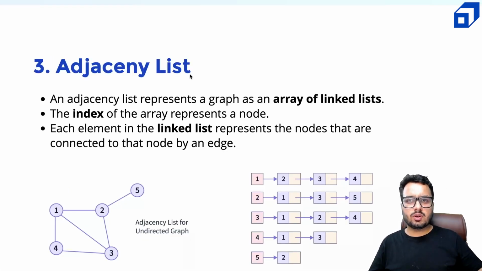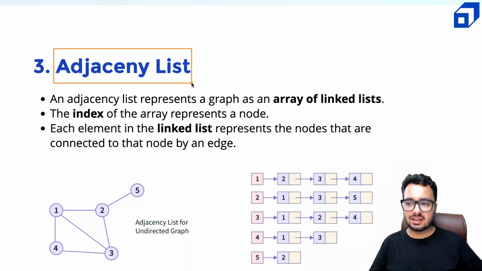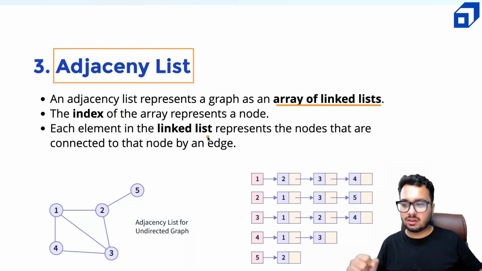Now let us talk about one more implementation of graph that is called an adjacency list. This is the most widely and most commonly used representation in many graph algorithms. What do we do in this representation? The adjacency list represents a graph as an array of linked lists. The index of the array represents a node. So we will try to understand.